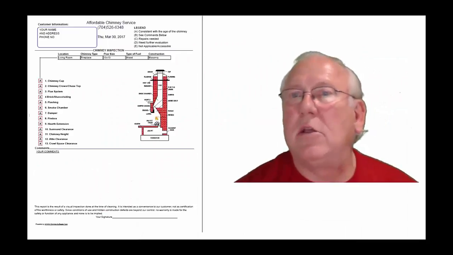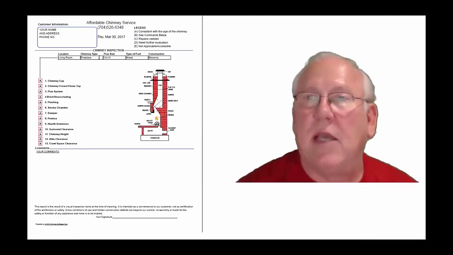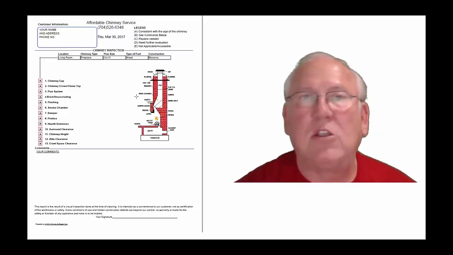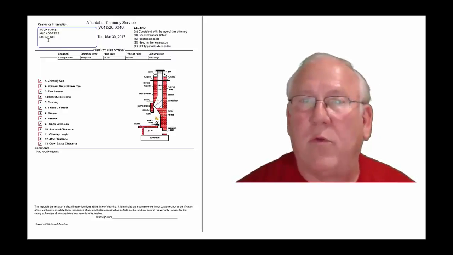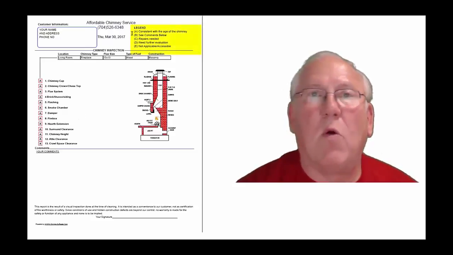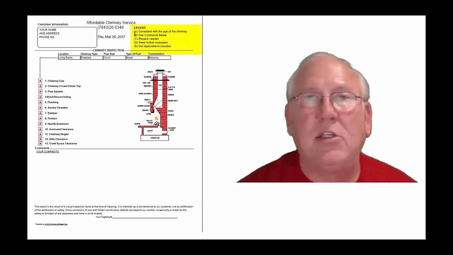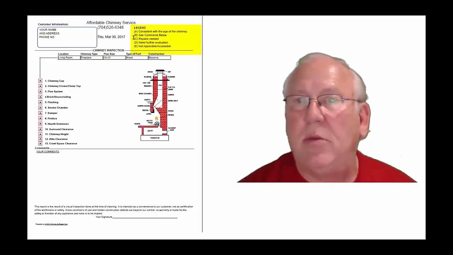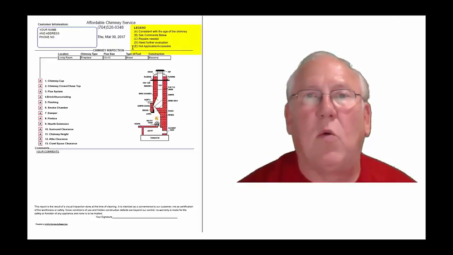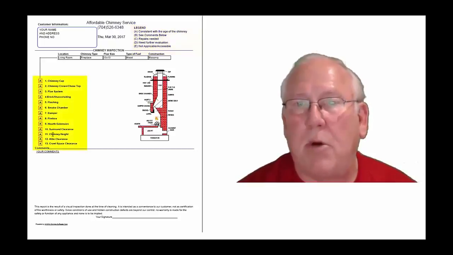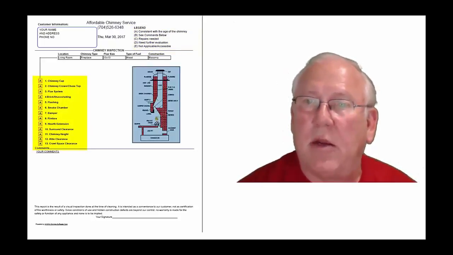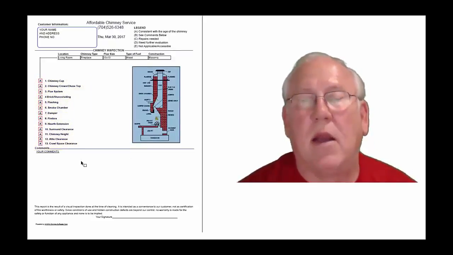Okay, now let's take a look at the inspection report and see how it reads out. This is a generic report. This is exactly what you will get, only your information obviously will be filled into all these blanks. The upper right-hand corner of the report is the legend. Each one of these initials pertain to something. A is consistent with the age of the chimney. B, see comments below. C, repairs needed. D, need further evaluation. Or E, not applicable. And they're placed into the boxes next to the parts of the chimney that can be easily identified in this diagram. And then, of course, you'll find my comments here below.